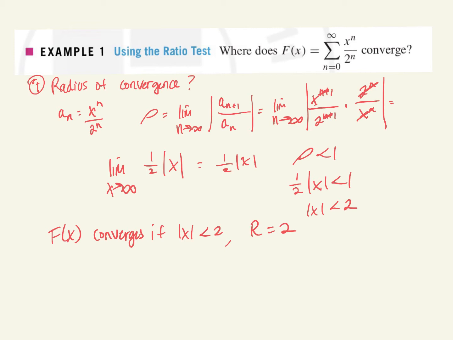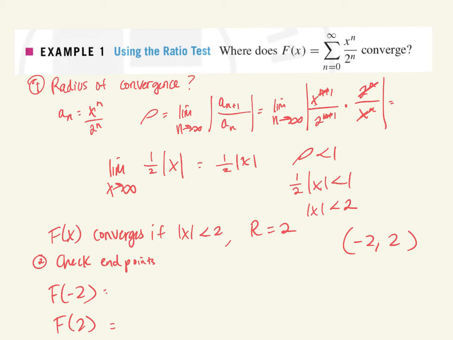So we sort of have this open interval right now from -2 to +2 that could work. Right? The center is 0 because I don't have x minus some constant. So from -2 to 2 is really our open interval, and we want to check those endpoints. Do we converge at -2? Do we converge at +2? So that would be step 2. So we want to know what is f of -2, what is f of +2, in terms of do they converge, do they diverge.